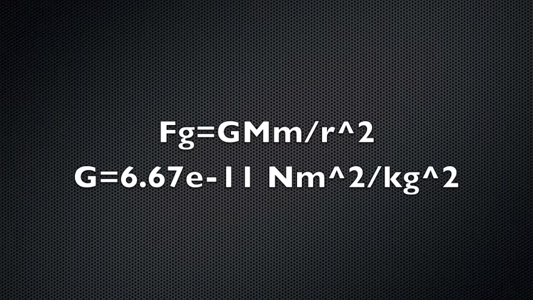Here we have our main equation. The force of gravity is equal to big G times big M times little m over r squared. Now, big G is our gravitational constant, and that is 6.67 e to the negative 11 Newton meters squared per kilogram squared.